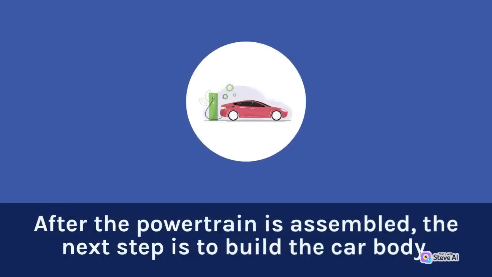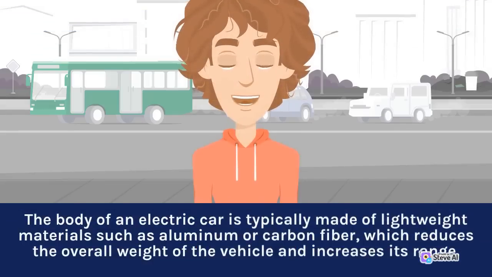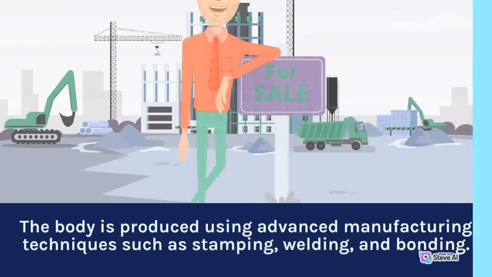After the powertrain is assembled, the next step is to build the car body. The body of an electric car is typically made of lightweight materials such as aluminum or carbon fiber, which reduces the overall weight of the vehicle and increases its range. The body is produced using advanced manufacturing techniques such as stamping, welding, and bonding.